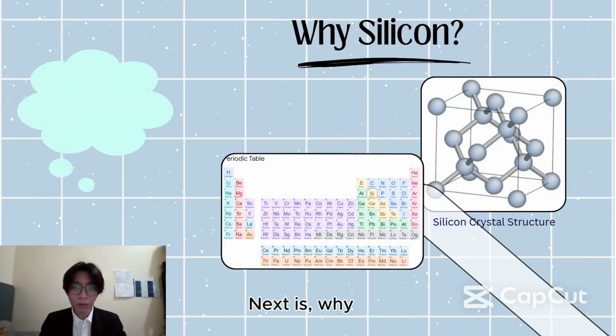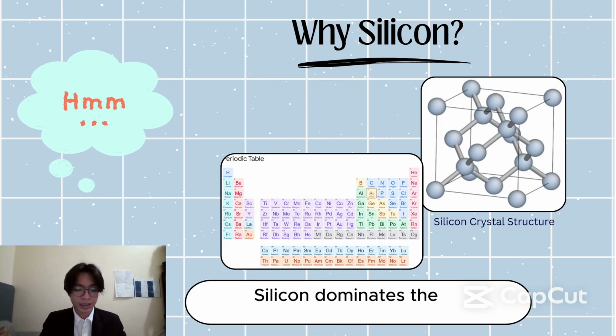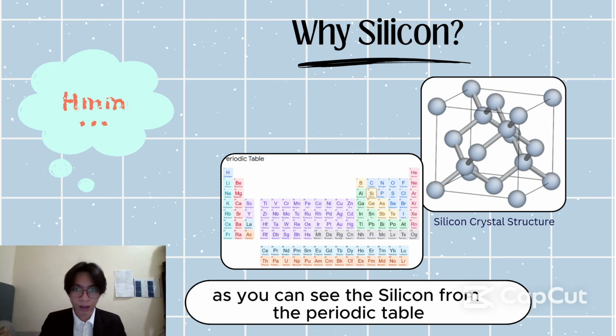Next is, why silicon? Silicon dominates the semiconductor industry because it forms a perfect crystal lattice, can be doped easily, and withstands high temperatures. It's also the second most abundant element in the Earth's crust, which makes it cheap and accessible. It's also important because silicon forms a tetrahedral crystal lattice with strong covalent Si-Si bonds. Its ability to be chemically oxidized to form SiO2 is also a key advantage in device fabrication. Here is the structure of silicon, as you can see, the silicon from the periodic table.